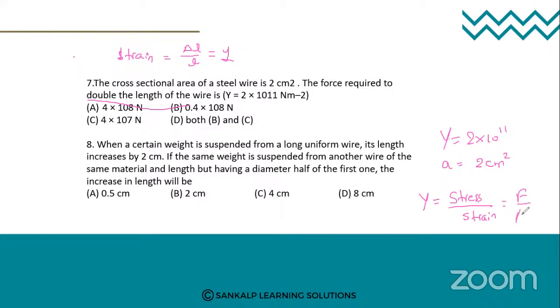So stress is equal to force divided by area. We need to calculate the force. So Young's modulus value is 2 into 10 to the power of 11, into the area value, 2 into 10 to the power of minus 4, since it is in centimeter square. So 2 into 2 will be 4, and 11 minus 4 will be 7. So 4 into 10 raised to 7. In the options, 4 into 10 raised to 7 is there. Option C is the right answer. Please ask if any doubt is there. Otherwise, I'll go for the next question.